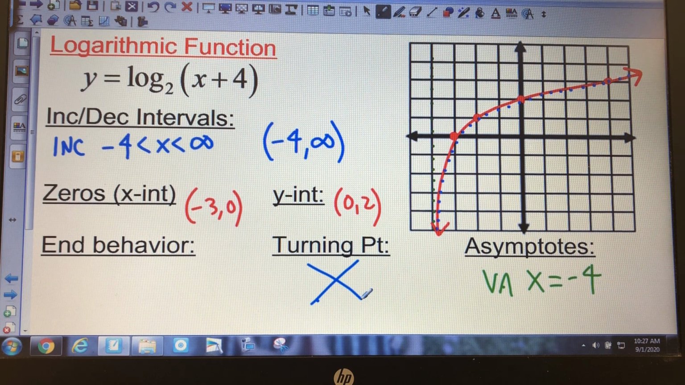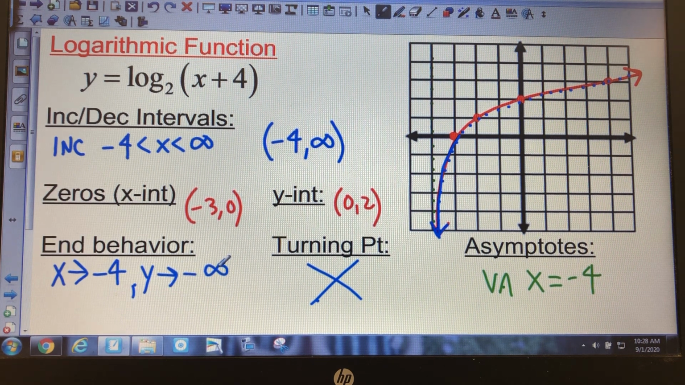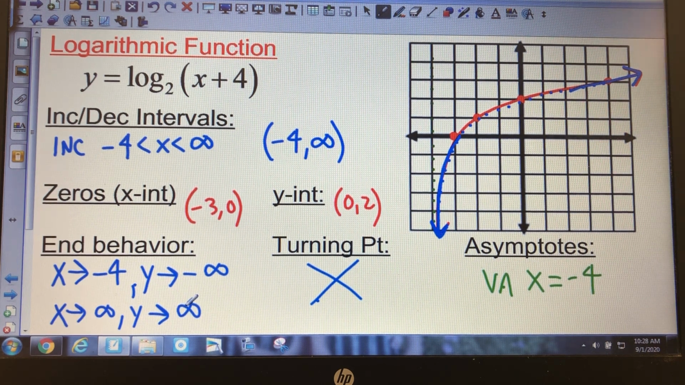Your end behavior, as you're going to the left, be careful here. X is approaching -4. Y approaches -infinity. So as we keep going left, X is going to get closer and closer to -4. Y is going to get closer and closer to -infinity. As we go to the right, X approaches +infinity, and Y approaches +infinity. So that concludes Unit 1, Day 4, about all of our characteristics.